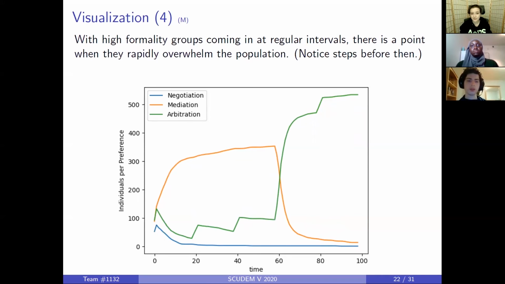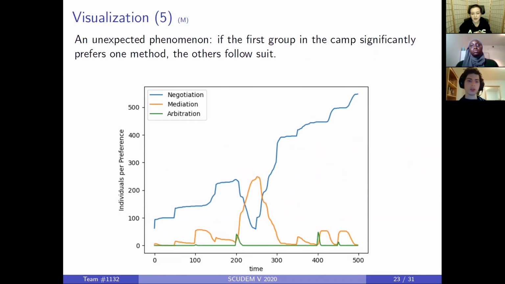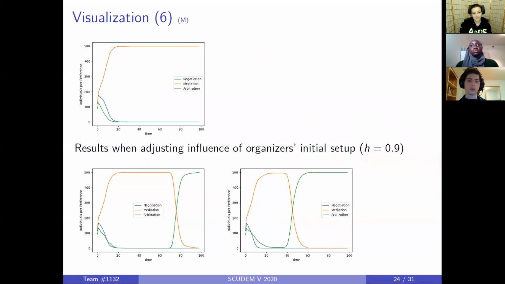When we had high formality groups coming in at regular intervals, there's an interesting point here where that preference overwhelms the camp. You can notice the smaller steps in the green line before then, where those groups are coming in, but they don't have a major effect until time 60. We had another unexpected thing come up when we were looking at our model, which is that the first group tended to have a much stronger effect on the final camp preference than the later coming groups. So here we tested this by setting the first group to have a strong preference towards negotiation. And after that, as time went on, that continued to be the trend for the rest of the camp.